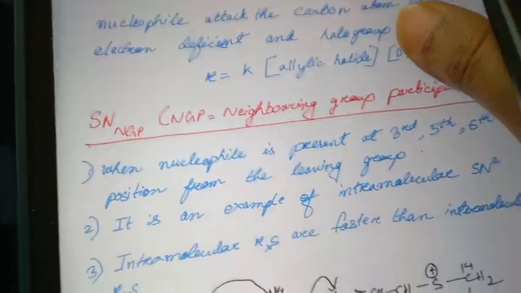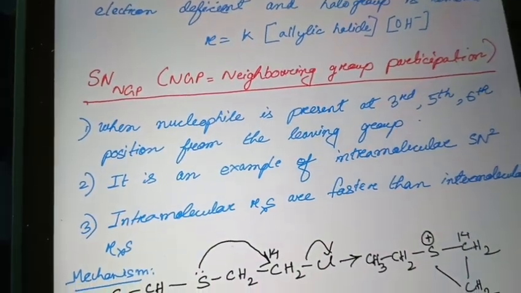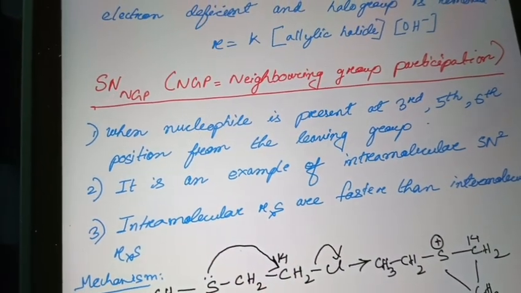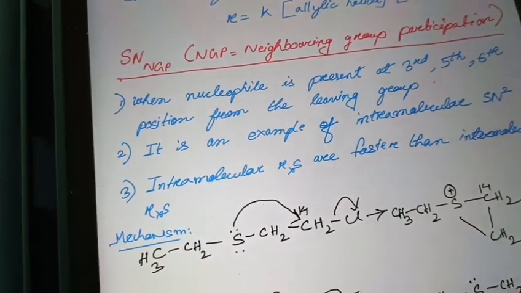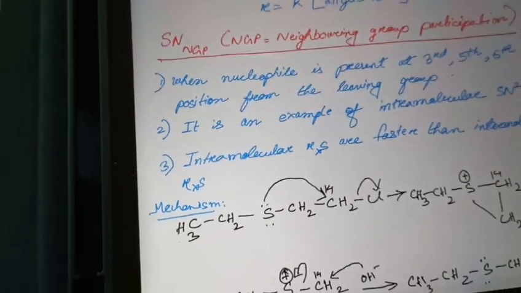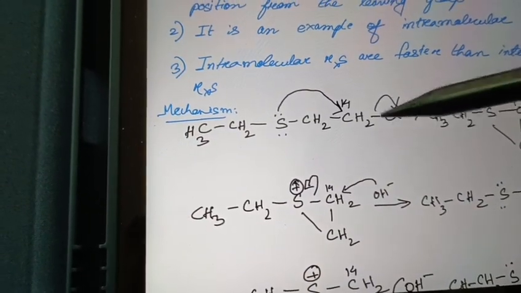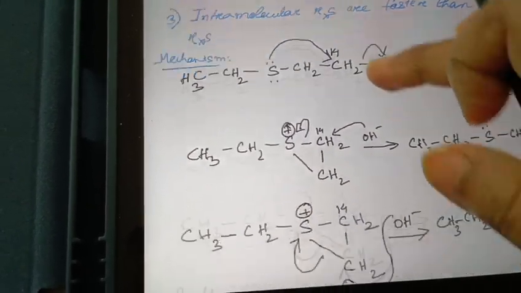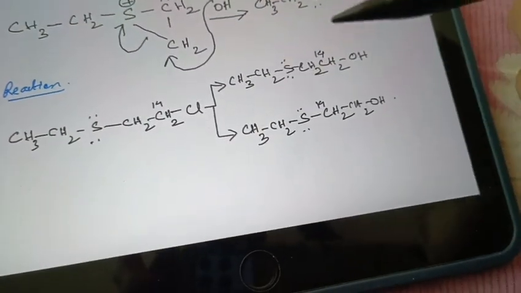So next one we are going to discuss is SNngp. NGP means neighboring group participation, and this will be taking place when a nucleophile is present at the third, fifth or the sixth position from the leaving group. So in this case you can see chlorine. I have taken an example. So see here, first I am going to discuss the reaction, then I am going through the mechanism.